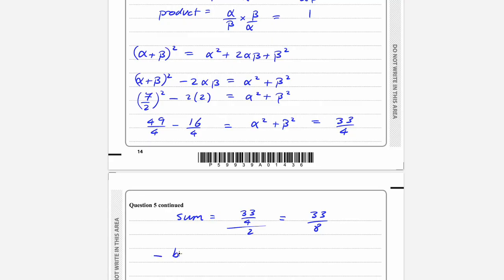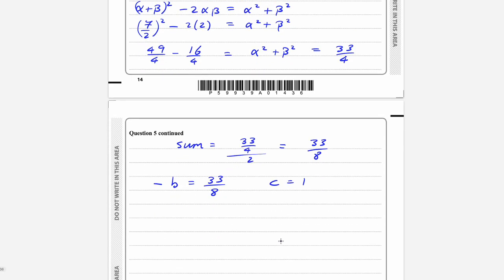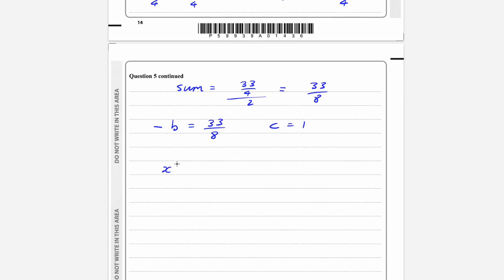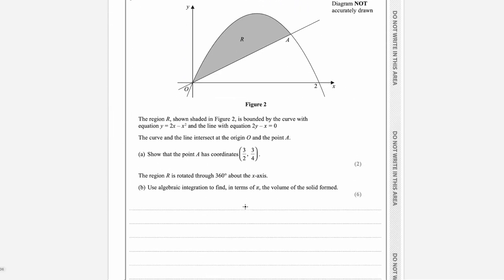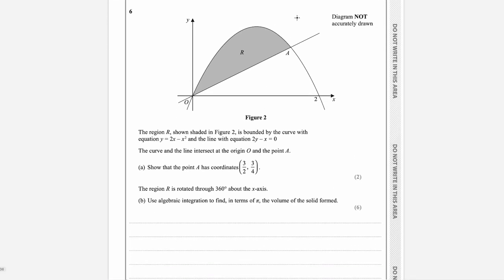So I'm going to let a equal 1. So minus b is equal to 33 over 8. My c equals 1. So I have 1x squared plus, well, again, this is minus b, so b is minus 33 over 8. So minus 33 over 8x plus c, which is plus 1, equals 0. Multiply across by 8. 8x squared minus 33x plus 8 equals 0. Okay, that's question 5. Question 6.